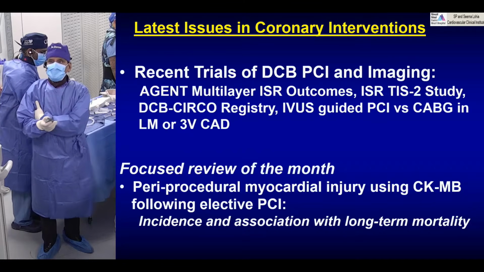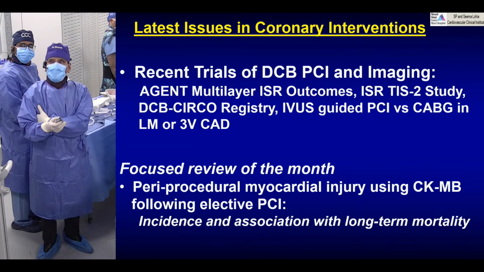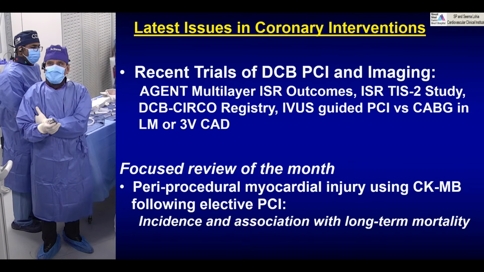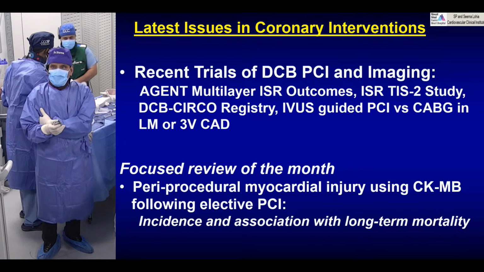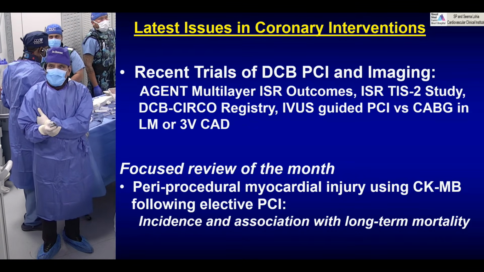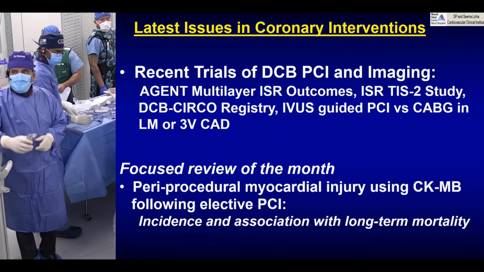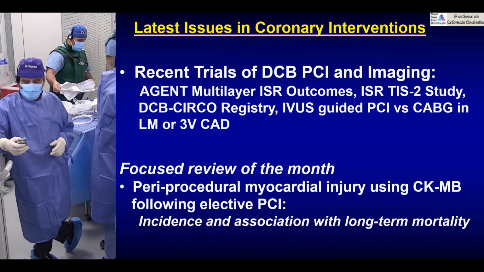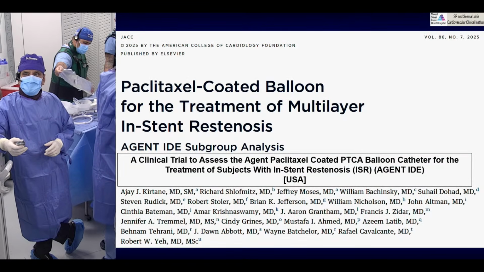So what we are going to talk about is the recent trials of DCB, PCI, and imaging: the AGENT multi-layer ISR outcomes, ISR TEST-2 study, DCB CIRCO registry, then IVUS-guided PCI versus CABG in left main or 3-vessel CAD. And our focus review of the month is peri-procedural myocardial injury using CKMB following elective PCI, and its incidence and association with long-term mortality. Some recent data came out from the registry from NYU.